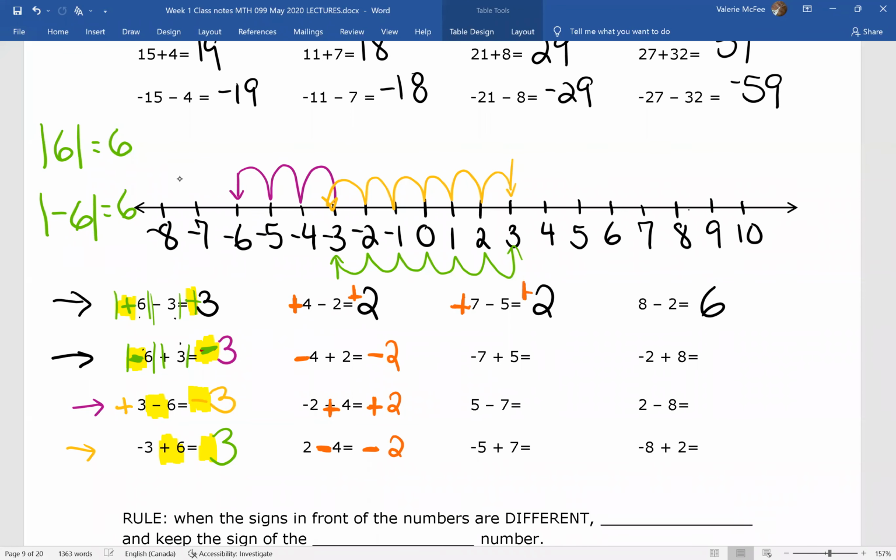+7 has a greater absolute value. What about the next one? Will it be positive or negative? This one has a greater absolute value. The next one. And the last question in this column. And again, we subtract 7 minus 5. Try the last column, fill in those answers.